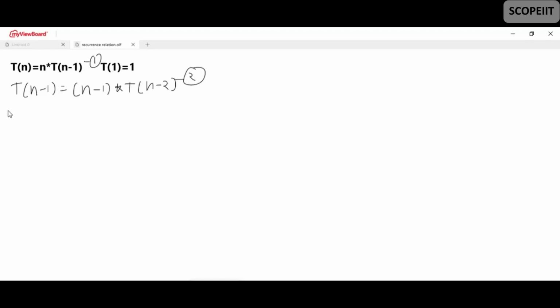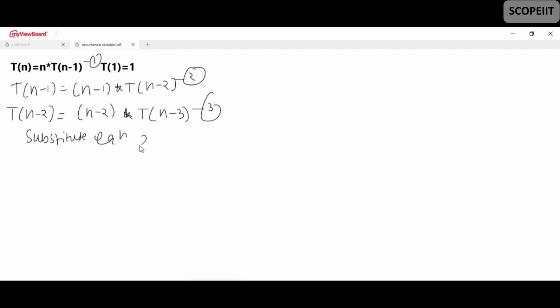Then we'll find for T of n minus 2. So it will become n minus 2 into T of n minus 3. This is your third equation. I'm solving till 2 only, you can make it 3. Next we will do substitution. Substitute equation 2 in 1. So this T of n minus 1 will be substituted in equation 1.